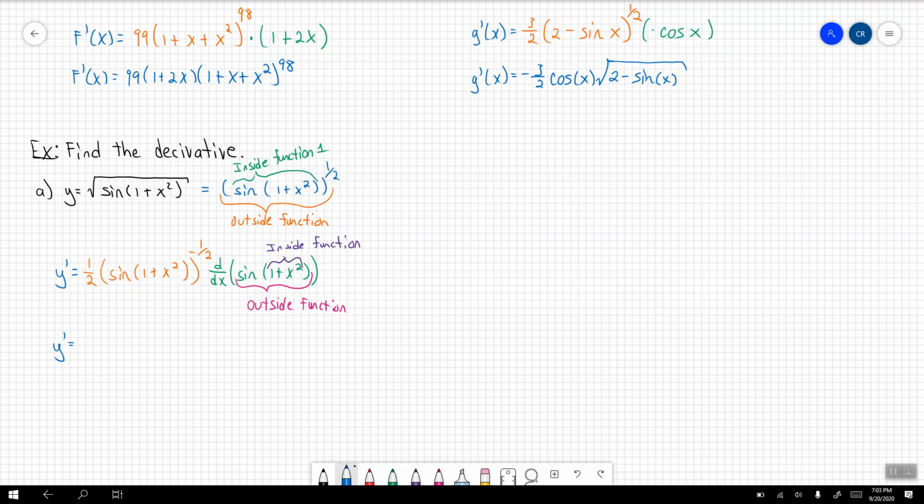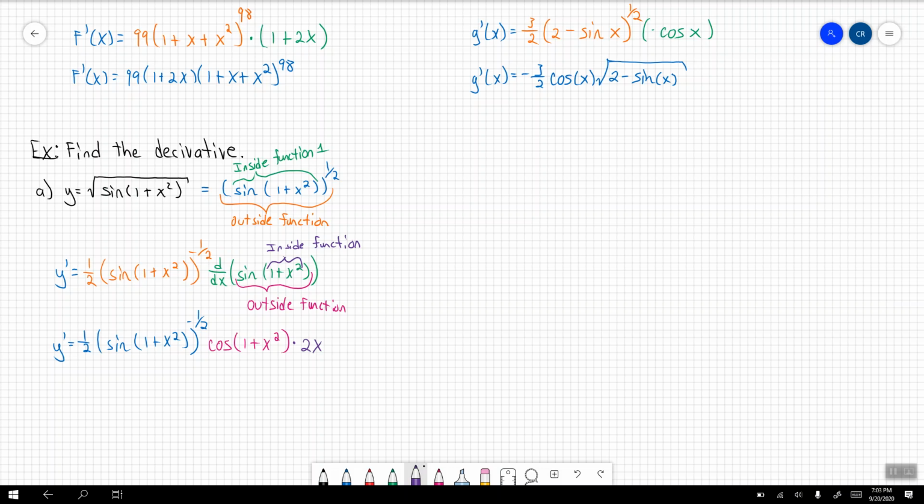So again, y prime so far is 1/2 multiplied by sine of 1 plus x squared to the power of negative 1/2 multiplied by this new derivative. Okay, so let's take the derivative of the outside function. The derivative of the new outside function will just be cosine of, remember, the inner function does not change. And this is going to be multiplied by the derivative of the new inside function. Well, the derivative of 1 is 0, but the derivative of x squared, that's 2x.